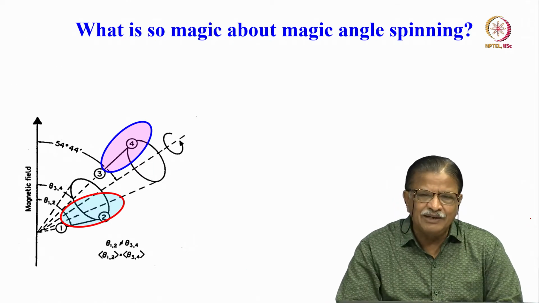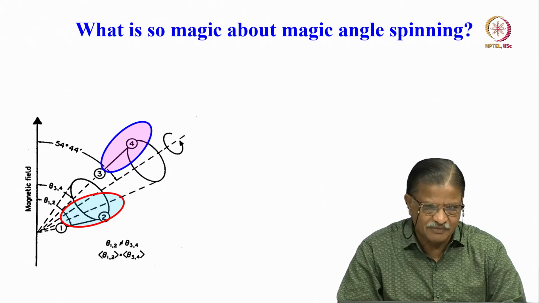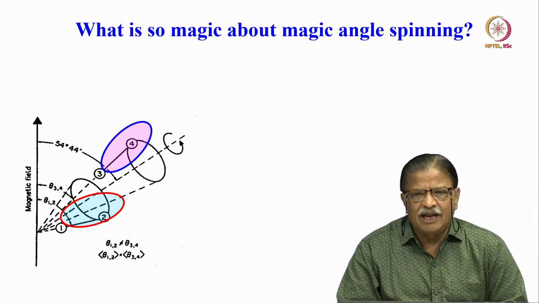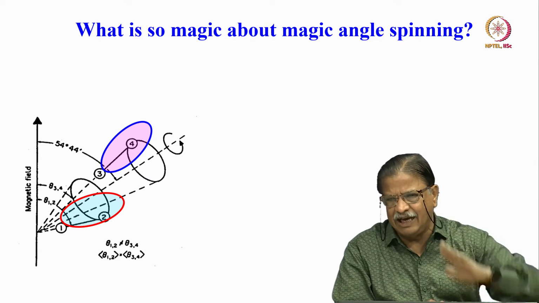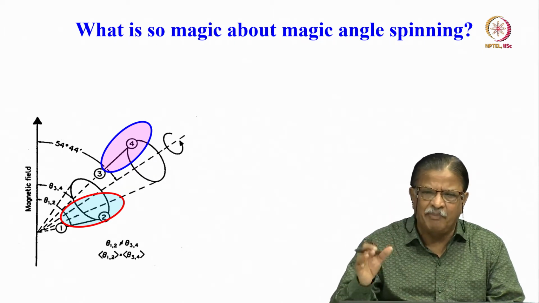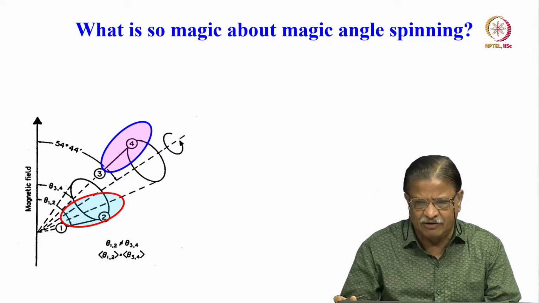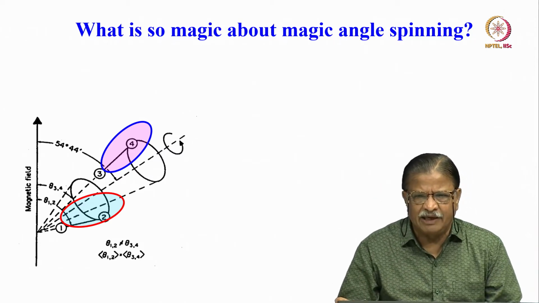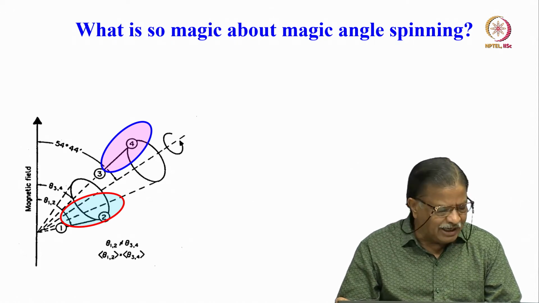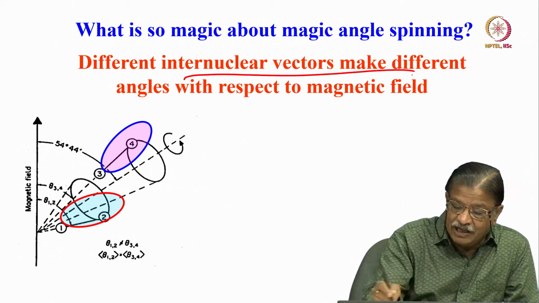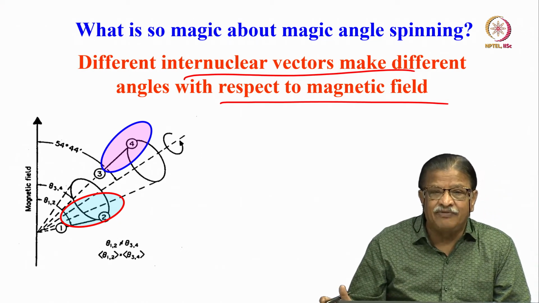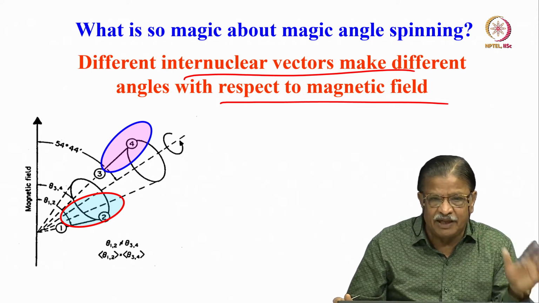And then what is so magic about the magic angle? Okay, I have put the sample in a rotor, aligned the rotor at an angle with respect to the magnetic field and start spinning at some rapid speed, some 20, 30 kilohertz, whatever speed I can achieve in a particular rotor. Then what is going to happen? Look at it. Different internuclear vectors are there which can make different angles with respect to the magnetic field. Before spinning, you understand.